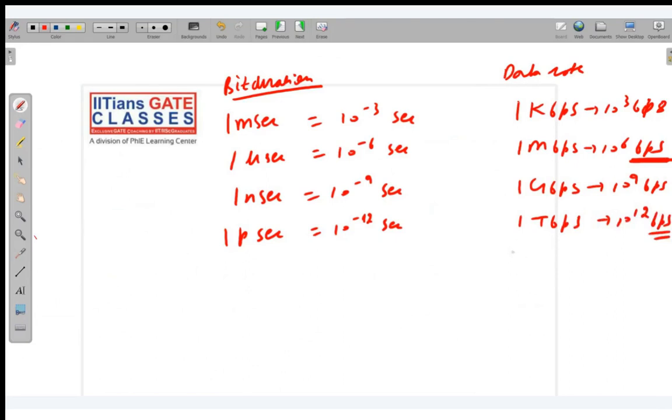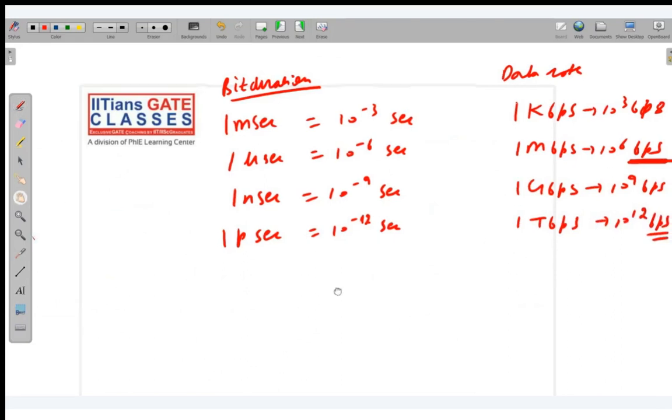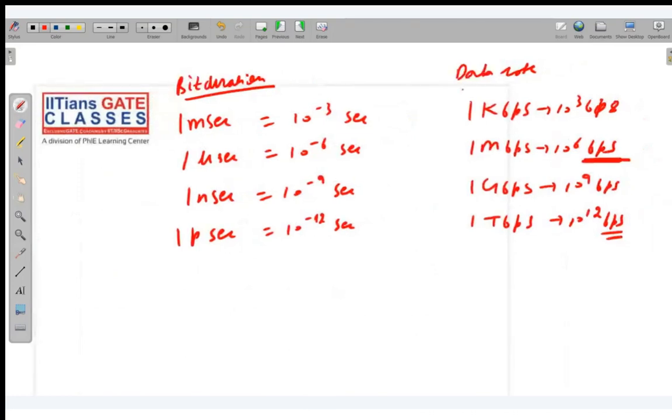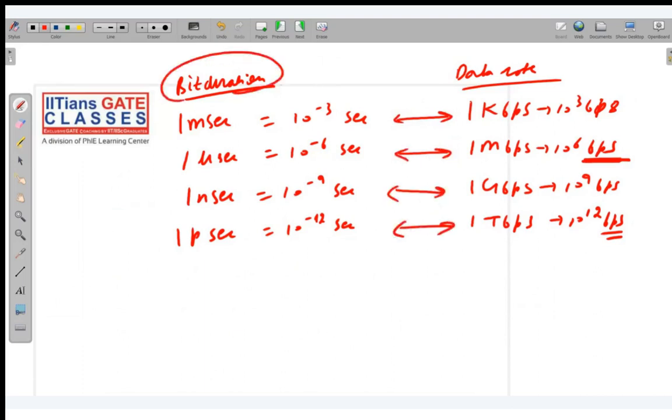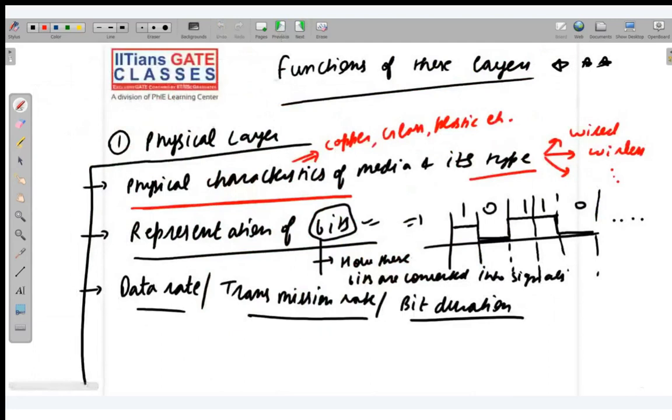If anybody wants me to explain these things, I can explain. Otherwise, I hope you already know these are very basic things. Any doubt here, please let me know. So you can think like that: 1 millisecond, 1 kbps. If bit duration is 1 millisecond, data rate is 1 kbps, and so on. Okay, so let me start the next function. Data rate, transmission rate is over. Next is synchronization of bits.